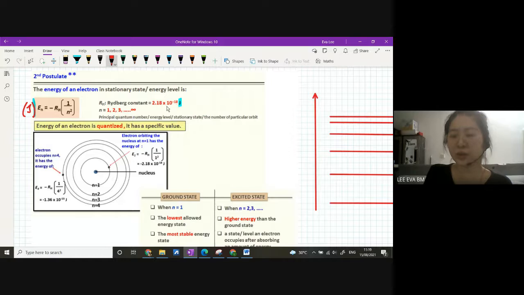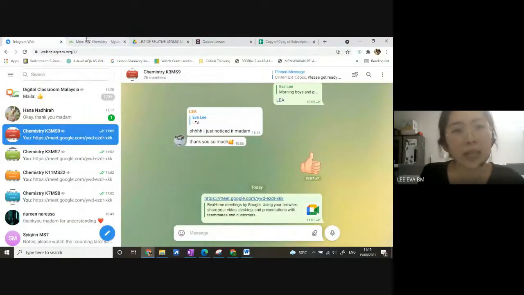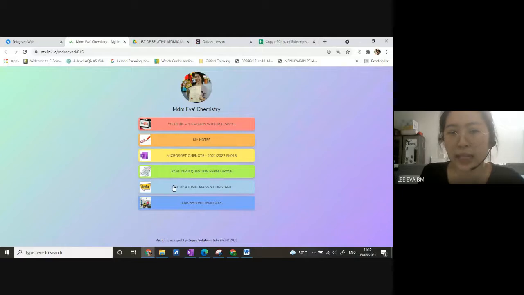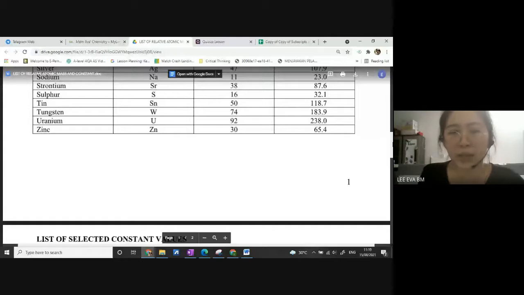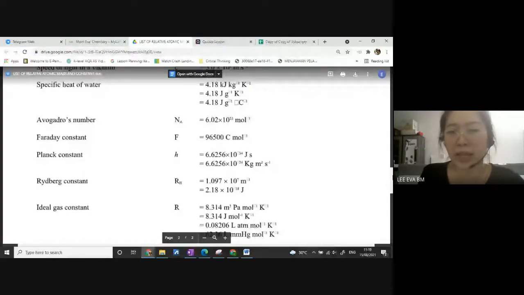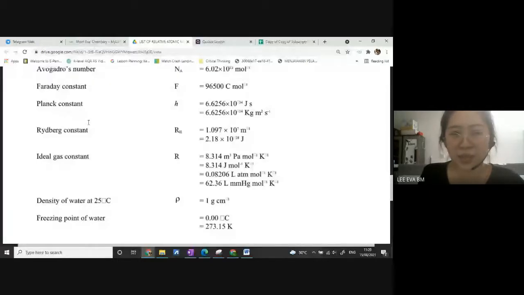This constant, you do not need to memorise, it is okay. You can access it from here. Madam will show how to get the constant. If you go to my link here, there is a list of atomic masses and constants. Over here you can see relative atomic masses, and then at the second page here, we see the Rydberg constant. Okay, do you see the Rydberg constant? The Rydberg constant, symbol RH, has two values.